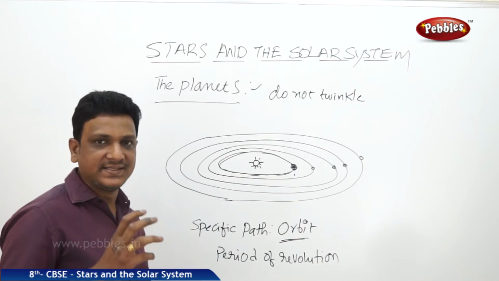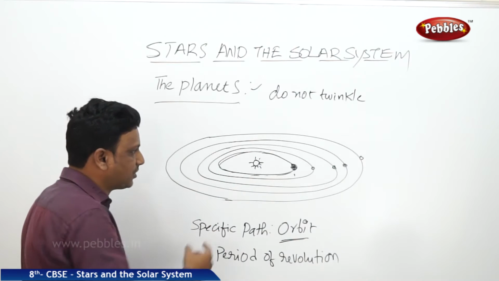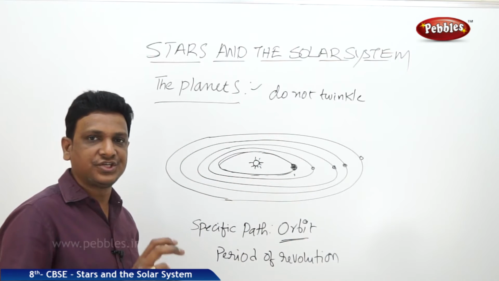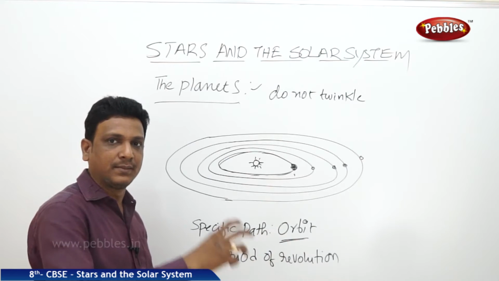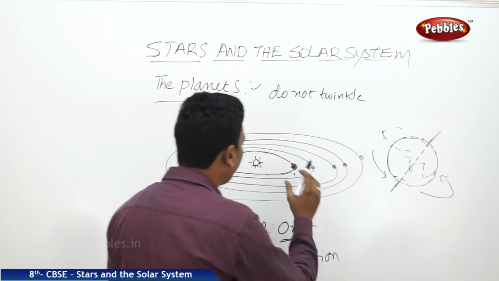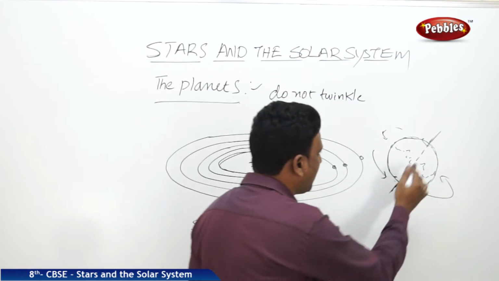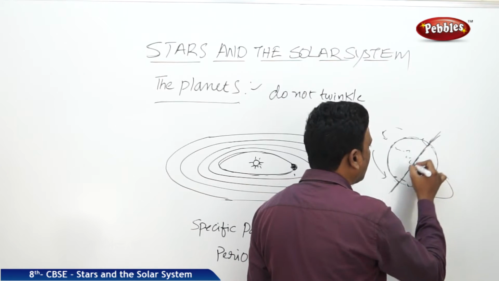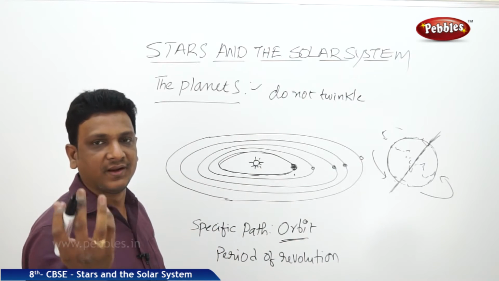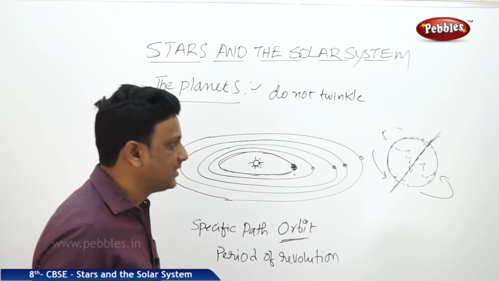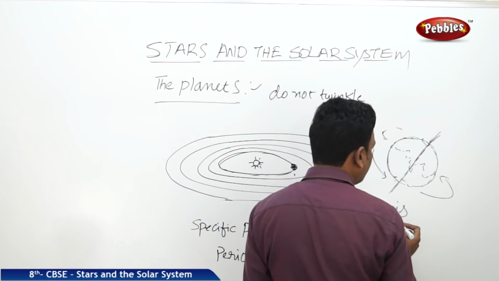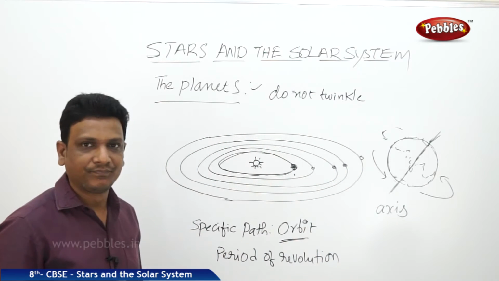The time period that is required to complete one revolution by a planet is called its period of revolution. And the specific path in which the planet revolves around the sun is called the orbit. So each planet is not only revolving around the sun, they themselves rotate on their own axis. At the same time, they revolve around the sun. So each planet has got its own axis.